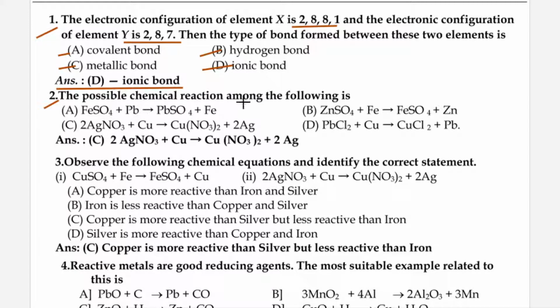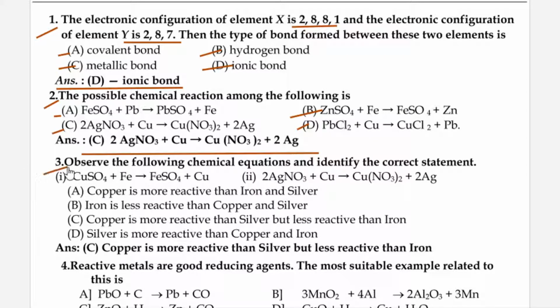The possible chemical reaction among the following is. Which chemical reaction is possible here? Let us see the options. Option A, FeSO4 plus Pb, Pb is lead here, gives PbSO4 plus Fe. Next option B, ZnSO4 plus Fe gives FeSO4 plus Zn. Option C, 2AgNO3 plus Cu gives Cu(NO3)2 plus 2Ag. Next one, option D, PbCl2 plus Cu gives CuCl2 plus Pb. Here the possible chemical reaction among the following is option C, 2AgNO3 plus Cu gives rise to Cu(NO3)2 plus 2Ag.